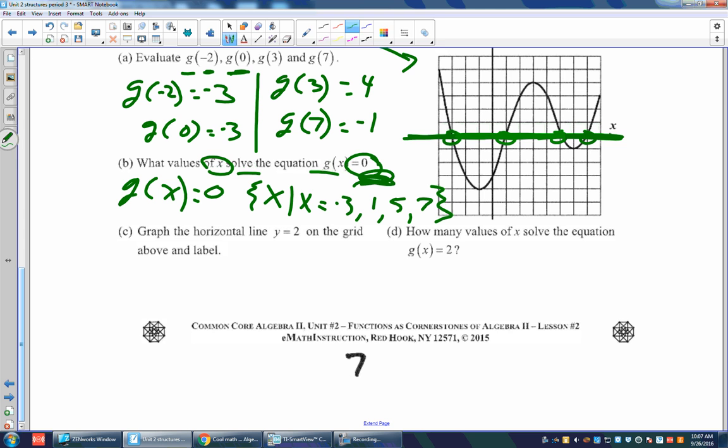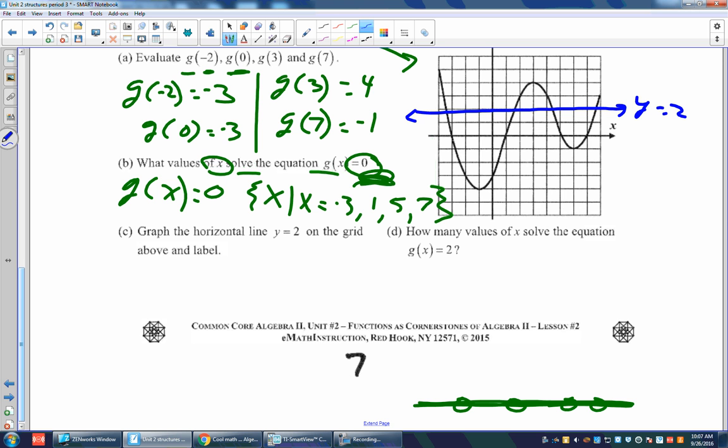Graph the horizontal line y equals 2, and label it. I did. How many values solve the equation for the function evaluated at x equals 2? How many of them? Notice that one is a decimal, so we have 1, 2, 3, 4 of them. Turn the page.